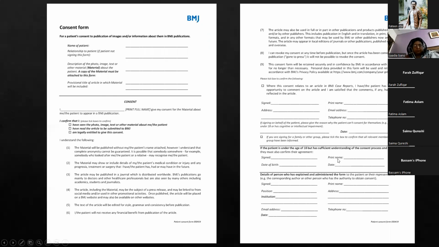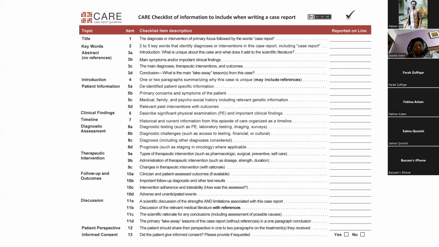So this is how a generic consent form looks. You fill in the patient details. Here the patient writes that I'm consenting to this case report. Then you have to write some specifics: email address, and the name and address of the patient. If you write the telephone number, sometimes the journal editors do call and confirm if the consent was taken. And lastly, you have to write the name of the person, for example you, who has taken this consent. So this is basically the content of a generic consent form. You can get this from BMJ's website.